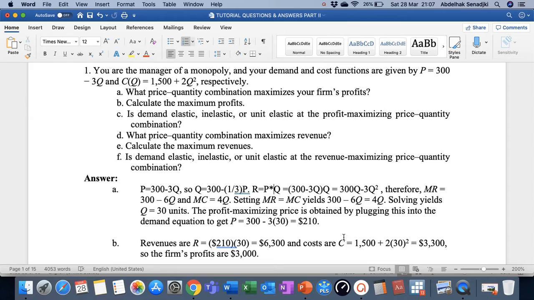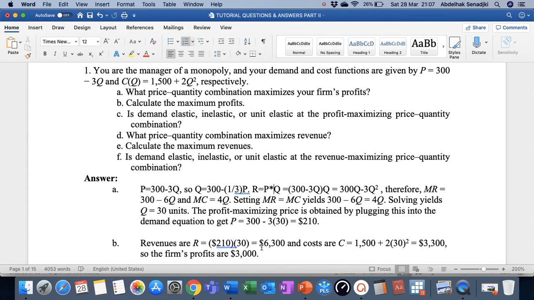So what are the revenues from this combination? At this combination, we will have revenue equal to price times quantity, 210 times 30, and equal to 6,300. And how much is the cost? C equal 1,500 plus 2Q square, that means 2 times 30 square, and equal 3,300. So how much is the profit?